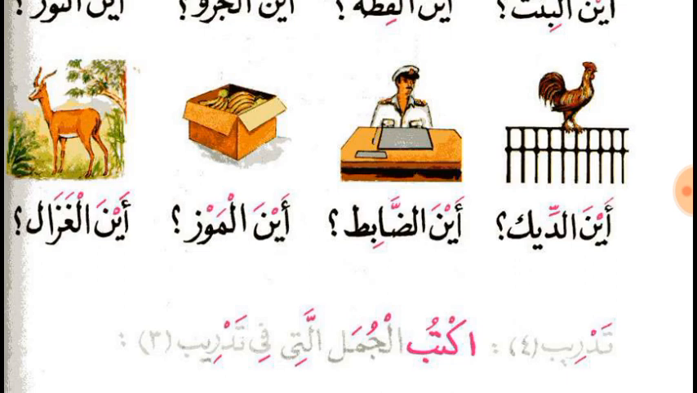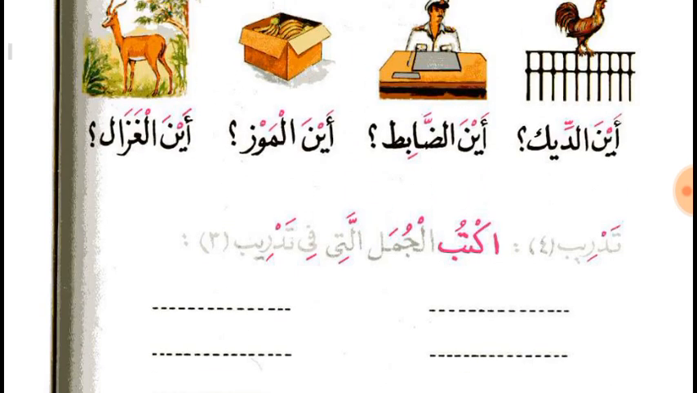أين الغزال؟ Where is the deer? الغزال تحت الشجرة. Under the tree is also correct, or we can also say the gazelle is in the jungle. Al-ghazalu fi al-ghaba, if we say the gazelle is in the forest. Okay. Then تدريب الرابع: اكتب الجمل التي في تدريب الثالث. He is telling you to write the sentences of exercise number 3 here to improve your writing. Then we have the next unit, al-wahda as-sadisa. Inshallah we will start it tomorrow. Okay.